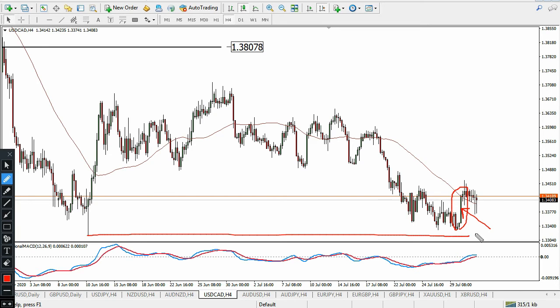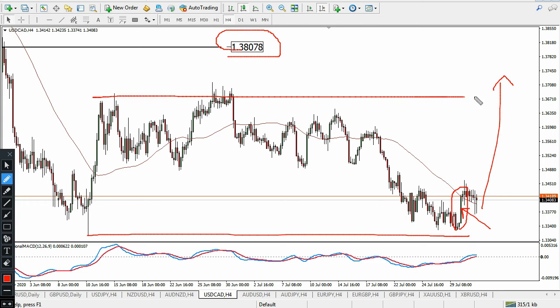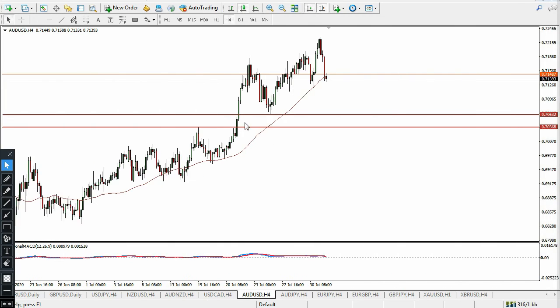So the next move of USD CAD is an upside move, and these are my targets. Now my targets have changed a little bit. My first target is here and my second target is over here, 1.38070. So all my view about the USD CAD is an upside move.